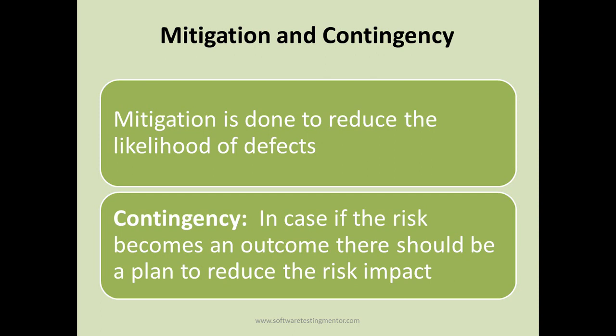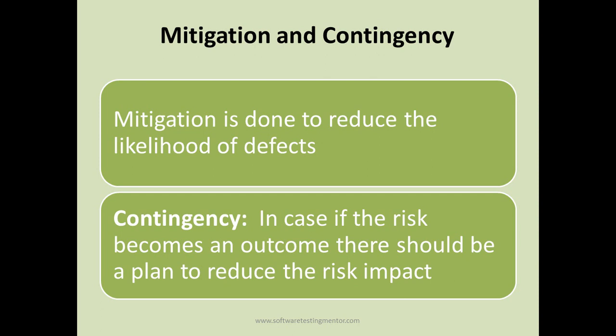So in mitigation, if there is a high priority risk, high likelihood risk, then you try to mitigate by doing more testing around that, by having a more extensive list of test cases which you execute, which ensures that the released module is of high quality, which reduces the likelihood of defects in production.